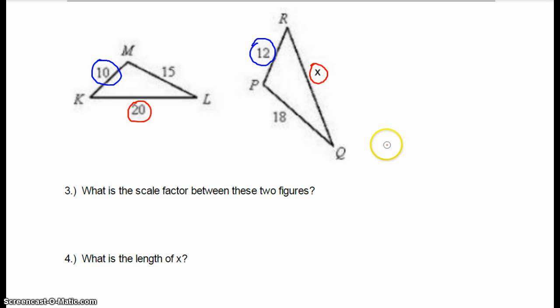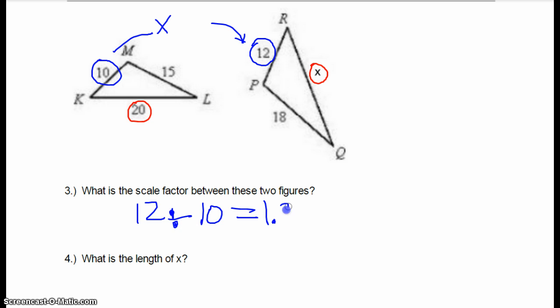So one way to solve this is using scale factor. Since I asked you for scale factor, I'm trying to find out 10 times what gives me 12. And you might look at that like, I don't know, I can't do that mentally. Well, you can work backwards. You can take 12 divided by 10, which will give me 1.2. My scale factor here would be 1.2. I just worked backwards. So 10 times 1.2 gives me 12.